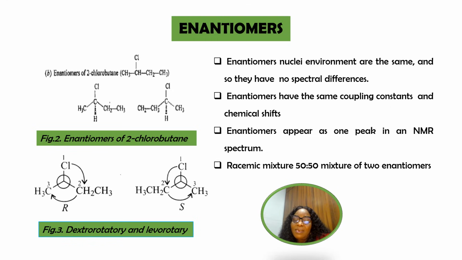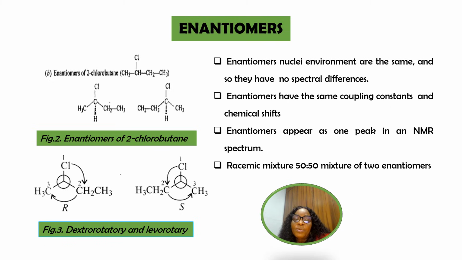Enantiomers. Let us use 2-chlorobutane as an example of an enantiomer as shown in figure 2. 4 groups are attached to 2-chlorobutane. They are the chloride group, the methyl group, the ethyl group, and the hydrogen group. And the mirror image of 2-chlorobutane has the chloride group, the ethyl group, the methyl group, and hydrogen.